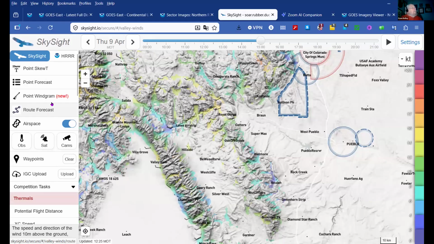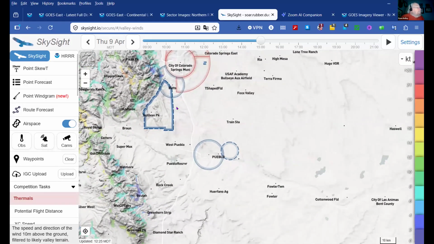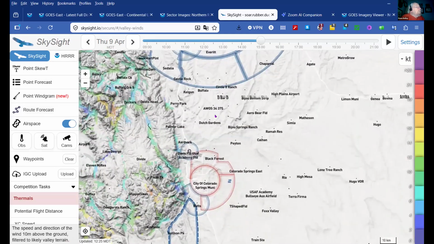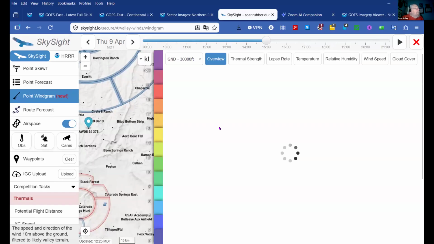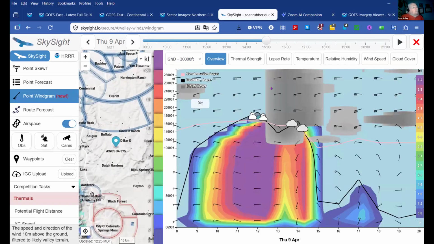Okay, so I've talked about the parameters and have given you some interpretations of how I look at it, how I would use it. Let's come back out here. Where am I? Okay, I'm in the southern part of the state. Now, another tool that was added in the last year or so is called the point windgram. So I'm going to put this real close to my home airport. And what this is doing is looking for that location, looking through the day at what's going to happen.